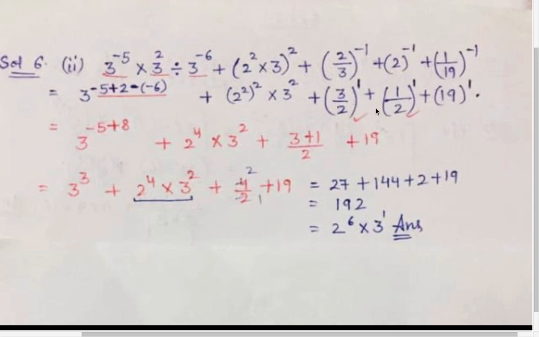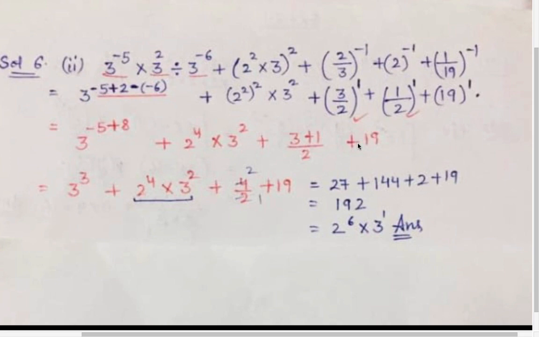Now what is the base? 2. So the LCM can be taken out. 3 by 2 plus 1 by 2. Do it, students. 2 is the LCM. 3 plus 1, 4. So we get 4 by 2, which on simplifying gives us only 2. And 19 raised to power 1 is 19 itself. See how simple it has become.